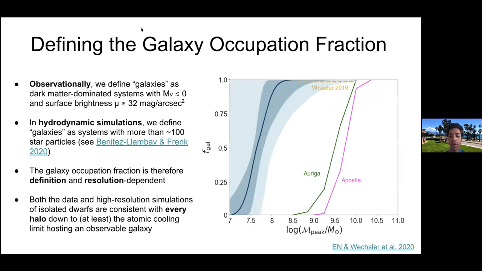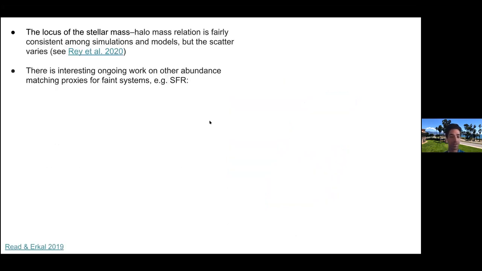Okay, so this galaxy occupation fraction was touched on a bit. I just want to drive home the fact that the observational definition of galaxy is different than what's usually made in hydro simulations, at least if galaxies are defined in terms of star particles in simulations. So it's just really important to keep in mind that the galaxy occupation fraction is inherently definition and resolution dependent. And so you should take care when reading different papers and comparing results.